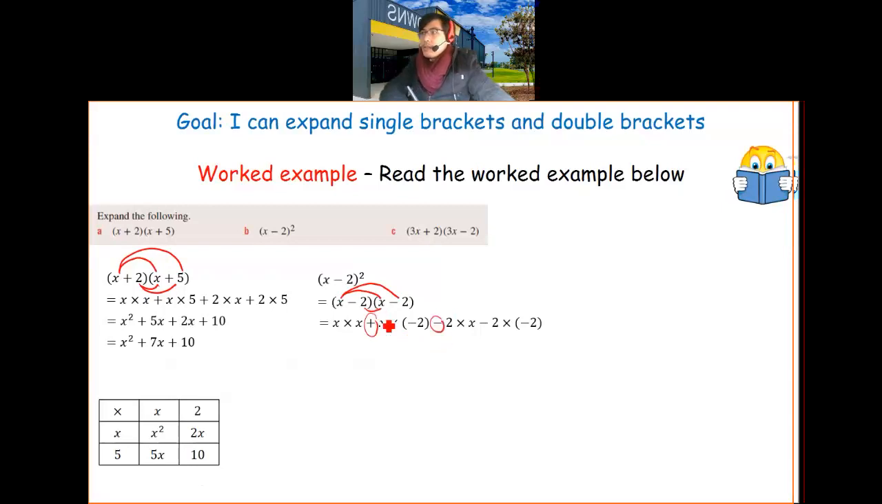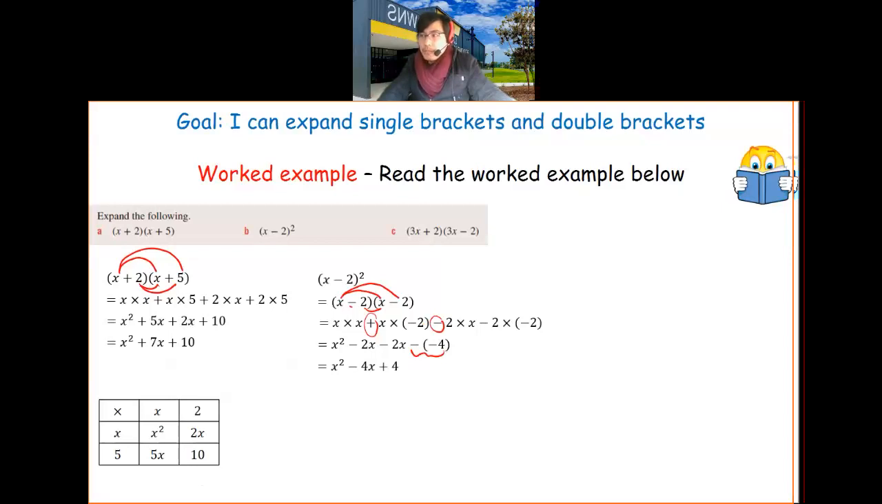Negative 2 times x, then we got negative 2, that's from here again, okay? Negative 2 times another negative 2. So x times x is x squared. x times negative 2 gives us negative 2x. Negative 2 times x gives us another negative 2x. And negative 2 times negative 2 is positive 4. Two negatives together, that's going to give us a positive. So combining the like terms, we have x squared minus 4x plus 4.